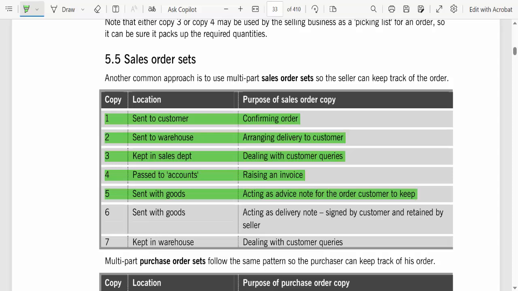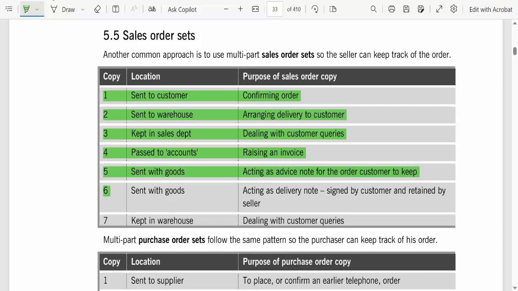Sent with goods, as an advice note for the customer. Purpose: this copy is attached to the goods, providing the customer with a summary of the order for their records. Example: when the heating system arrives, the customer receives this copy to confirm that everything matches what they ordered.